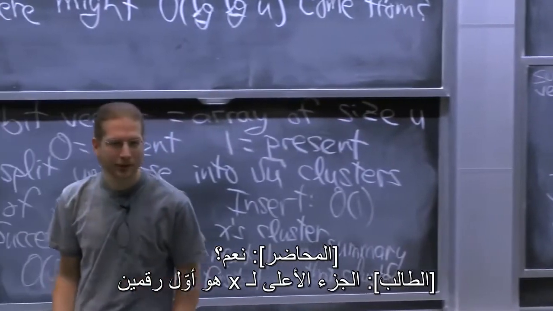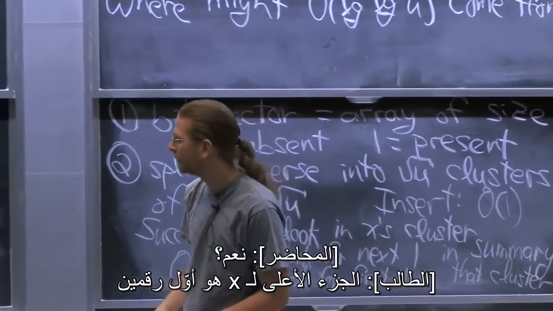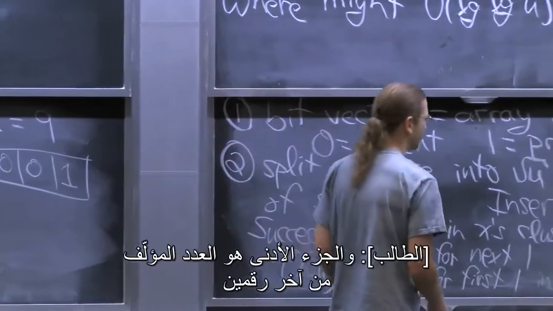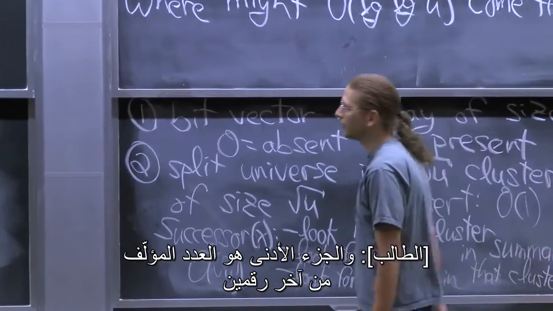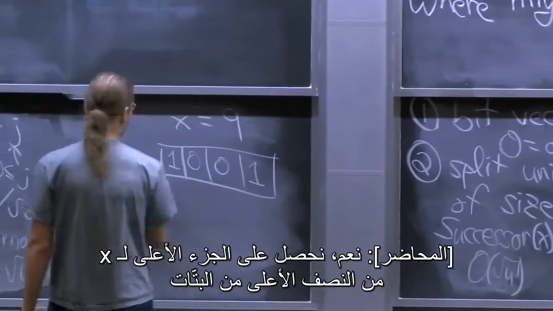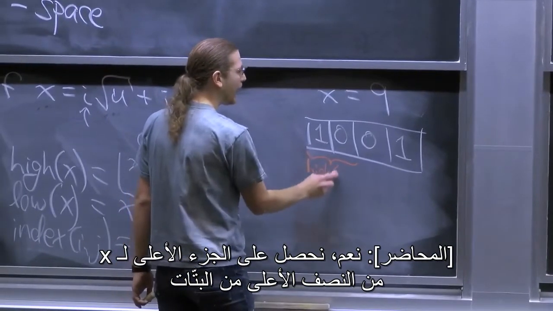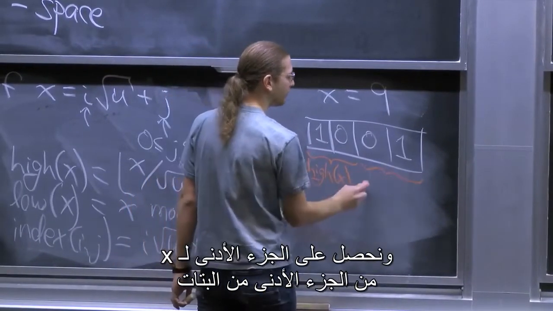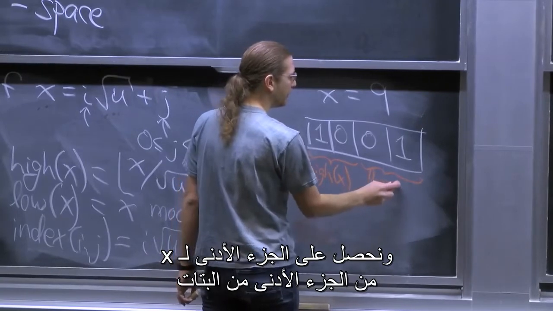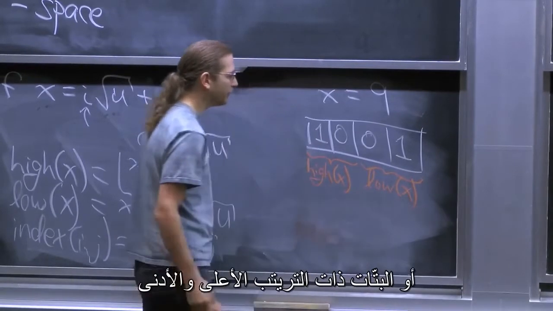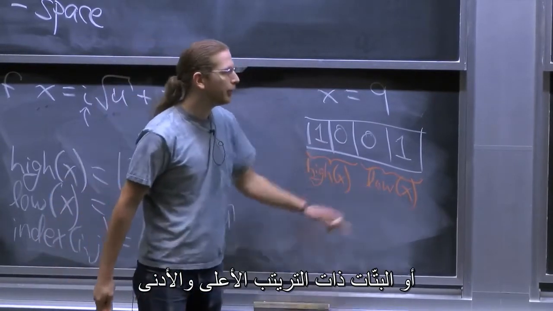Yeah? So the high of x corresponds to the first two bits, and the low of x corresponds to the last 2 bits. Right. The high of x corresponds to the high half of the bits, and the low of x corresponds to the bottom half of the bits. So these are the high order bits and the low order bits.